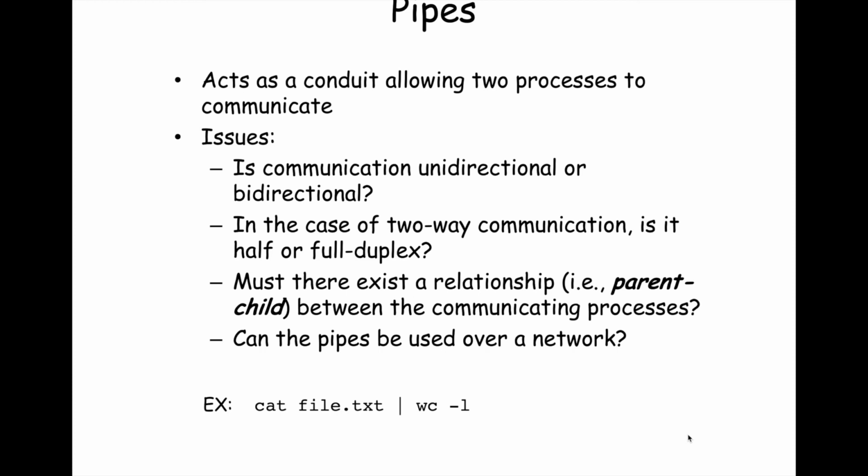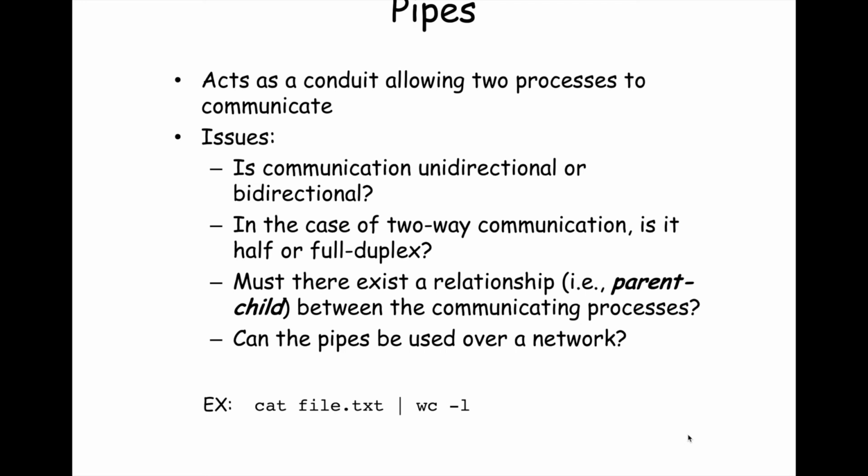One of the concerns you have is whether that channel of communication between two processes is unidirectional, so messages can only go in one direction, or if it's bidirectional, you can have messages in two directions. And if it's bidirectional communication, is it full duplex or half duplex? Full duplex means that you can communicate in both directions at the same time. Half duplex means you can communicate in either direction, but only one direction at a single time, right? And for these pipes, there has to be a relationship, either parent-child, child-to-parent, or between two siblings, meaning that they have the same parent.